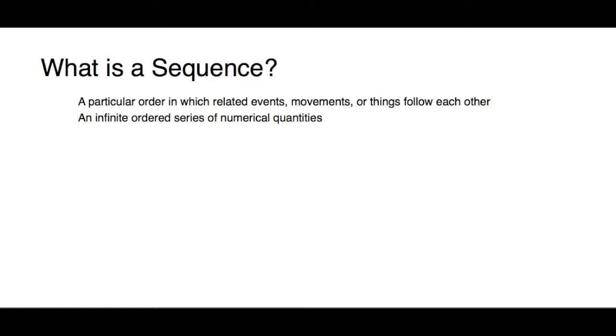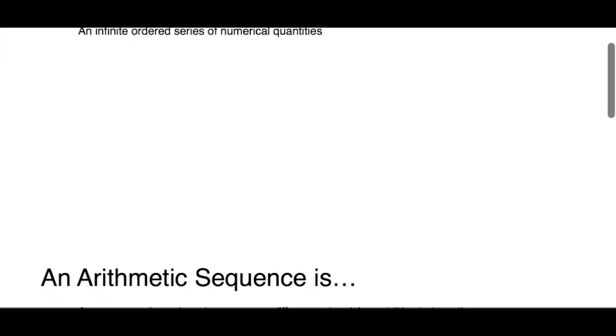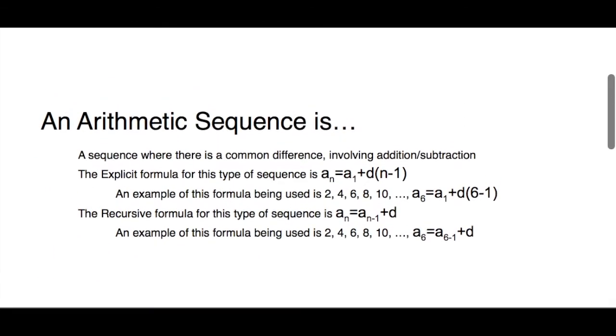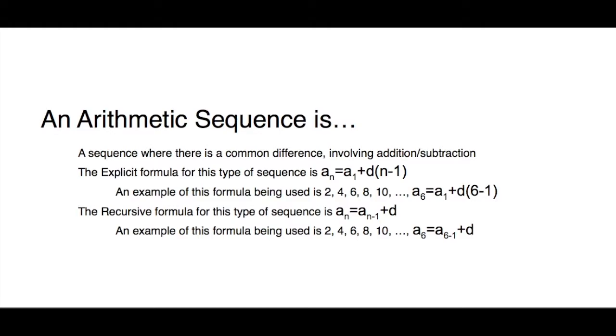So, there are two types of sequences. There's an arithmetic sequence and a geometric sequence. An arithmetic sequence is a sequence where there's a common difference, which involves addition and subtraction. Except you don't really subtract, you more add negatives, but it works the same as subtracting.